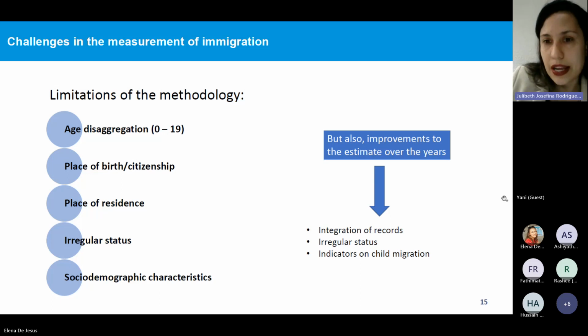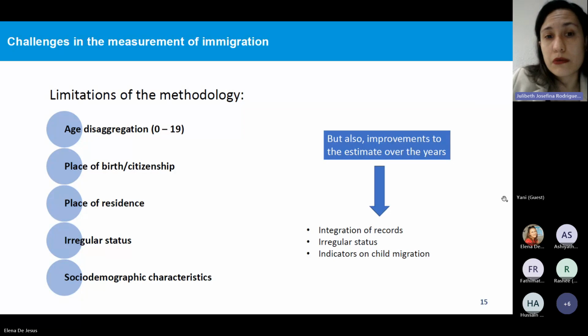Talking a little bit more about our challenges in this estimate. First, our estimation has some limitations. For example, we work with 5-year age groups, and therefore, if we want to study migrants that are children and adolescents, we cannot construct the 0 to 17 years old group. So we have to work with the people who are 0 to 19 years, for example.